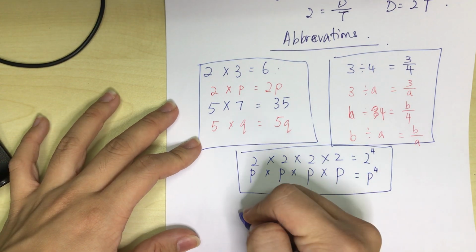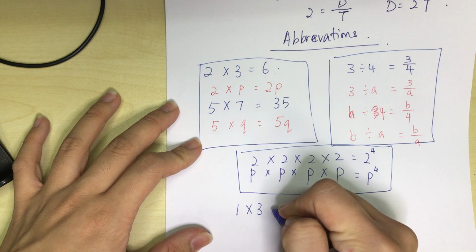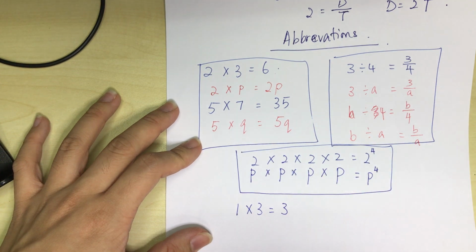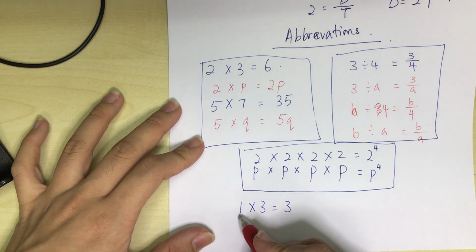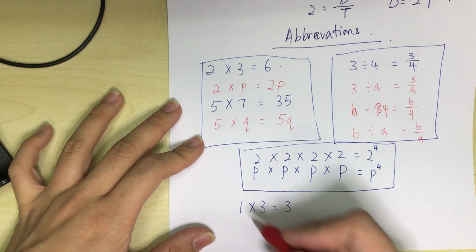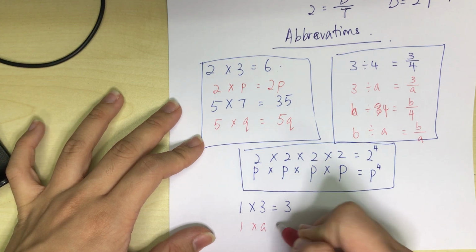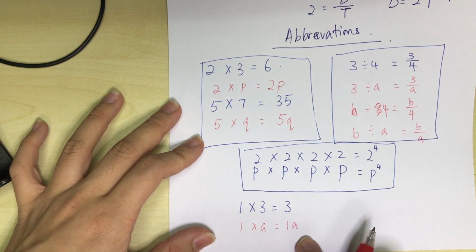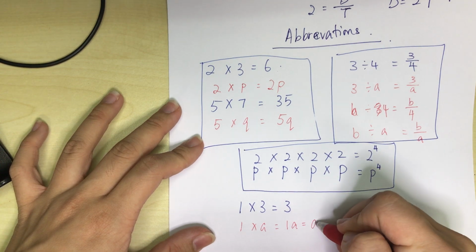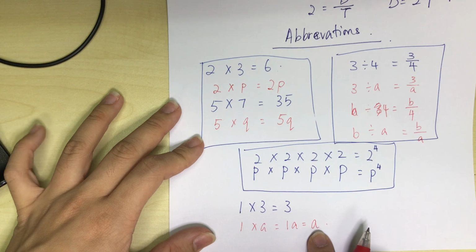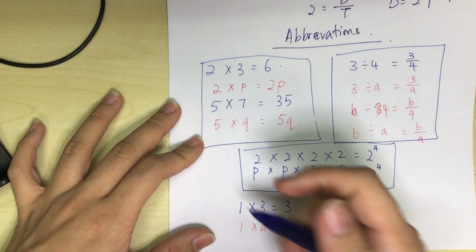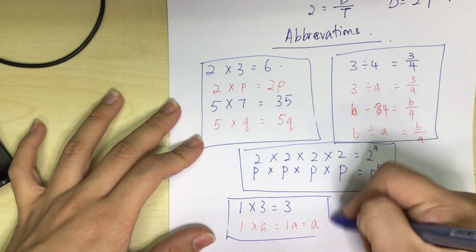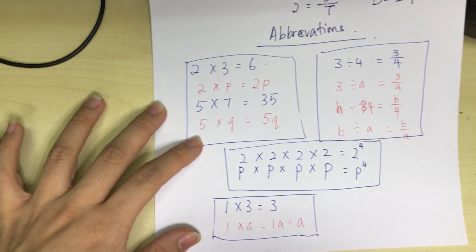Okay, then next one will be, for example, 1 times 3 equals 3. Now 1 times 3, we'll just write 3. So same thing goes for 1 times a. Can we write down 1a? Yes, we can, but normally we don't write down 1a, we'll write it as a. Okay, follow me. So this is the next thing.